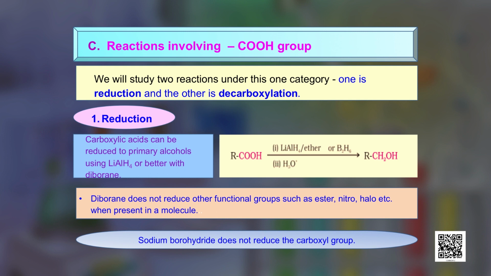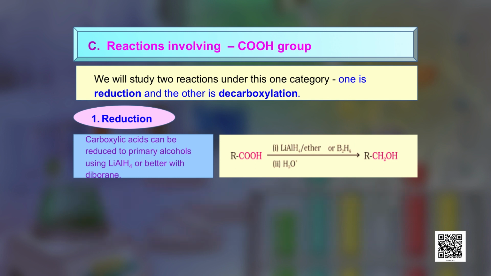Diborane does not reduce the other functional groups such as an ester, nitro group, or halo groups when present in a molecule. Sodium borohydride does not reduce a carboxyl group. The second reaction in this category is decarboxylation.